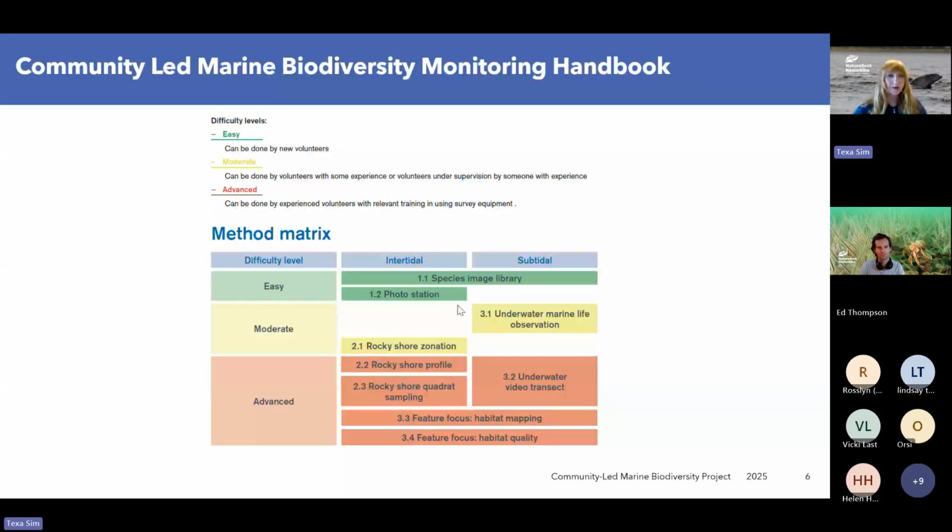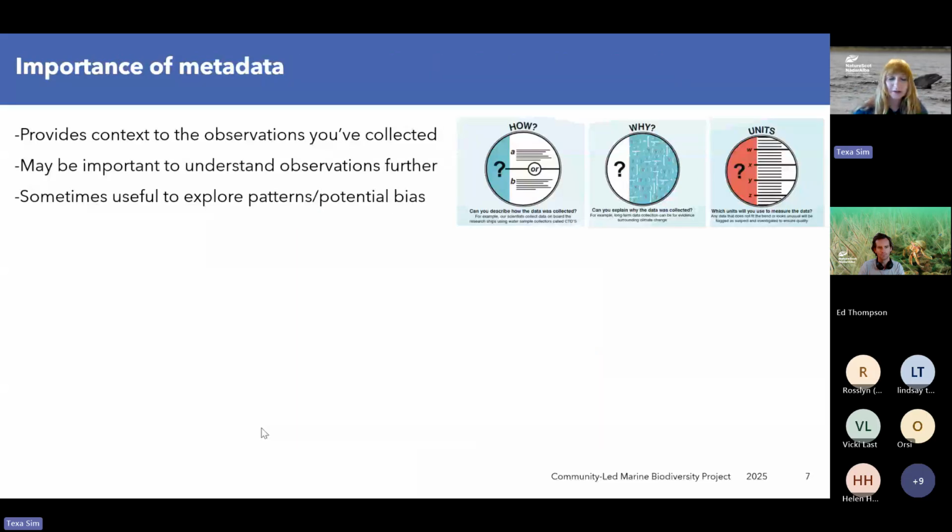So we've looked at our methods, the things that are in the handbook. I want to talk a little bit about metadata, and you might be quite familiar with this and use this quite a lot. But metadata is as important as the actual data that you are collecting in terms of what animal you've seen or what habitat you've mapped. It provides context to the observations that you've collected, and it might be really important to understand what you've seen in greater detail down the line. And sometimes it's useful to explore patterns and potential bias in the data. So it's really, really important.